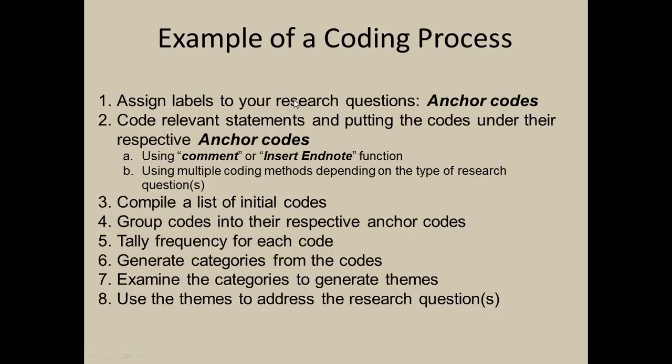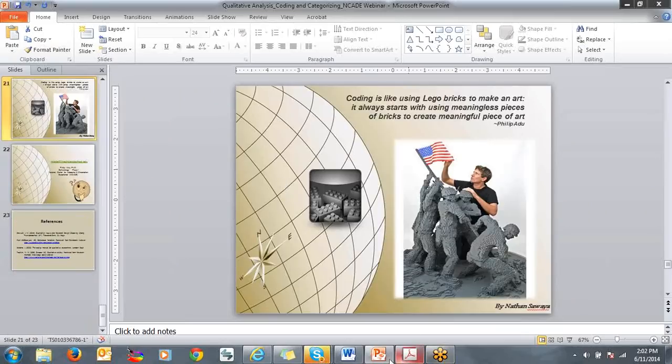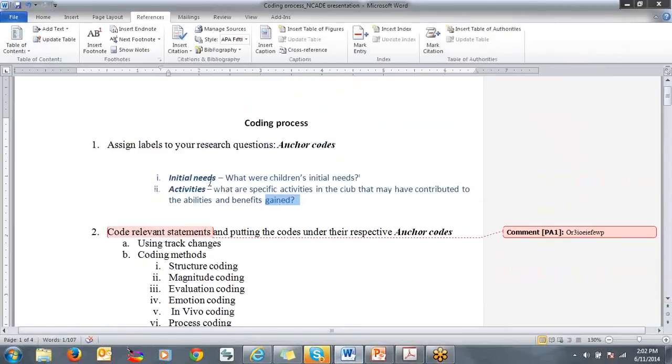So this is one example of how you can analyze your data. This one is called manual coding because I use Microsoft Word to do that. There are many ways of analyzing data. One of the ways is, first, you have to look at your research question, and you look at your research question and assign labels. Let me show you this very quickly. So you look at your research question.